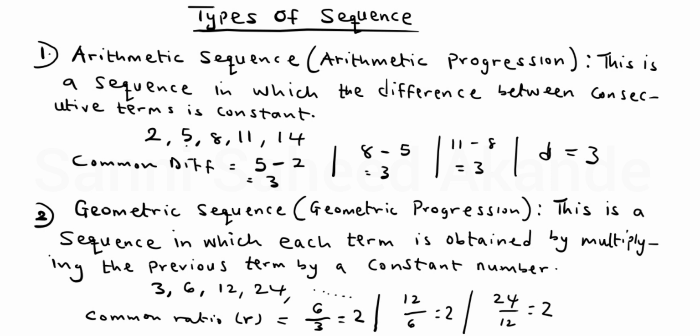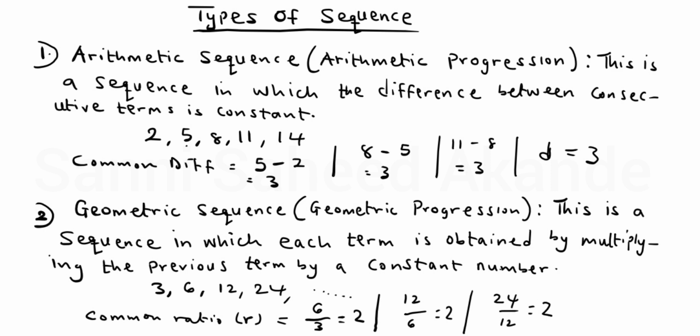So if you now multiply each term by 2, it will give you the next term. Take for example, the first term is 3. 3 times 2 will give you 6. Then 6 times 2 will give you 12, the next term. Then 12 times 2 will give you 24. That's why we said that a geometric progression is a sequence in which each term is obtained by multiplying the previous term by a constant number. Understood? So in the example I gave you, the constant number is 2. It varies from one question to the other.